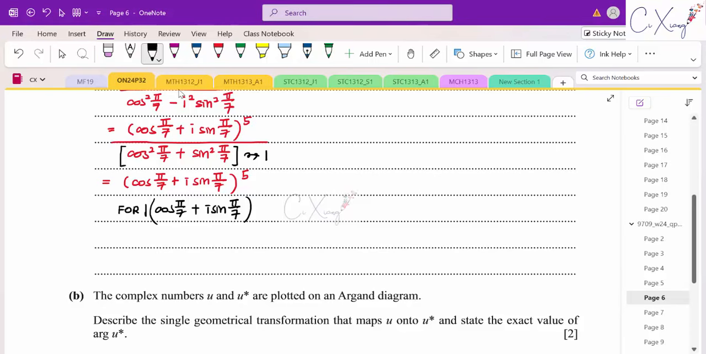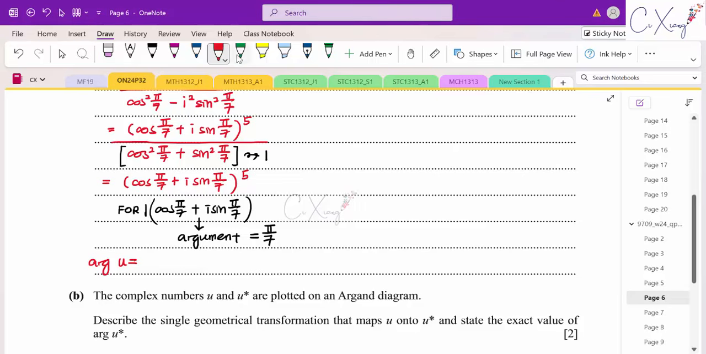When you are having the modulus argument form, you know that the modulus is 1, and all the angle inside here is the argument. So for this particular complex number, the argument is not yet for u, because u is with power 5. So the argument for this one is actually pi over 7.